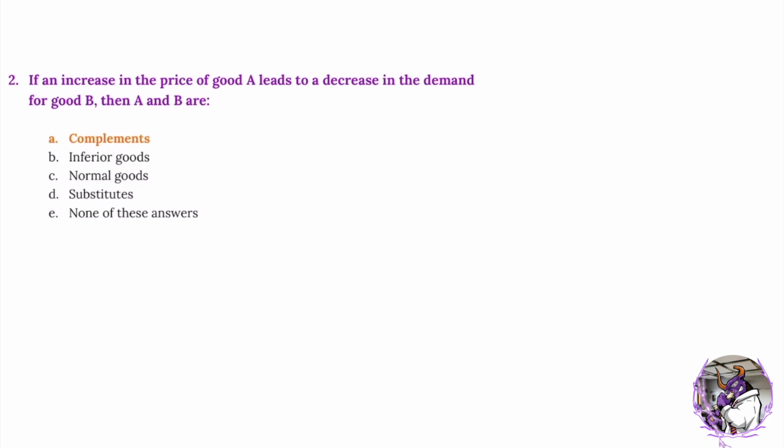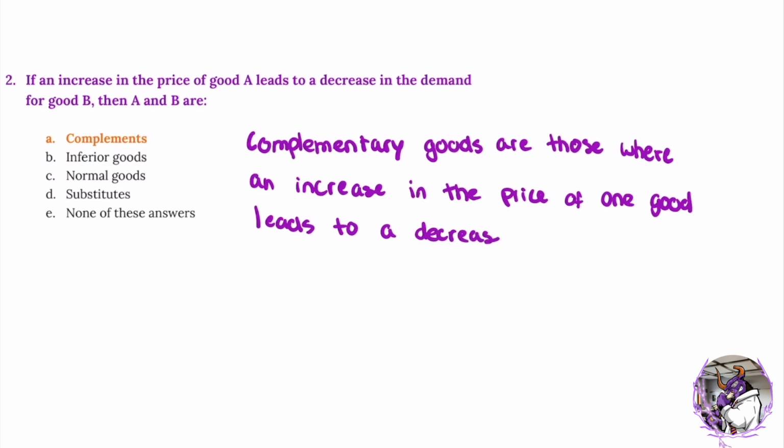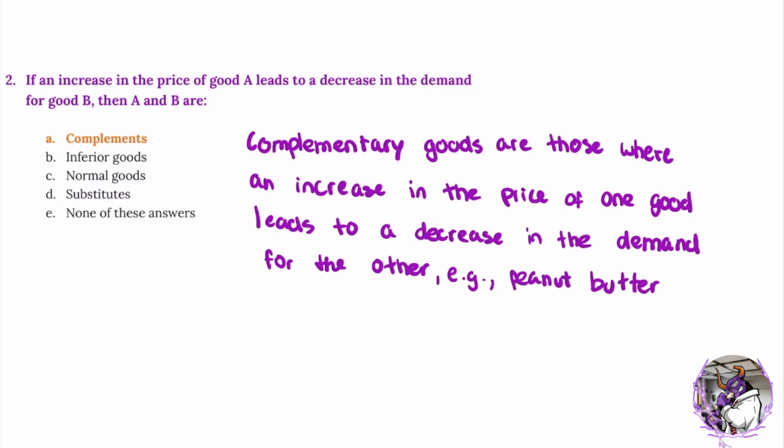The second question: if an increase in the price of a good A leads to a decrease in the demand for a good B, then A and B are, answer A, complements. It is because complementary goods are those where an increase in the price of one good leads to a decrease in the demand for another. For example, peanut butter and jelly.